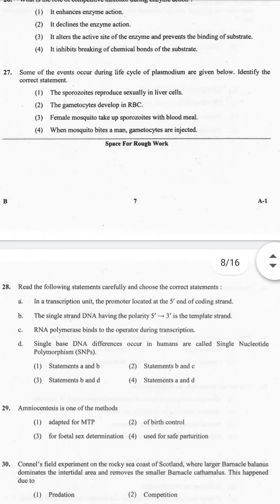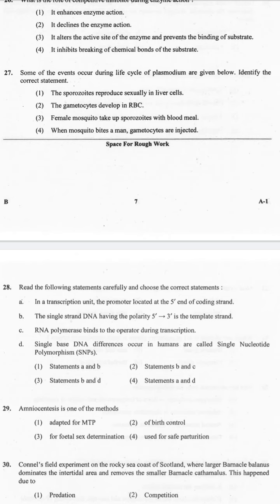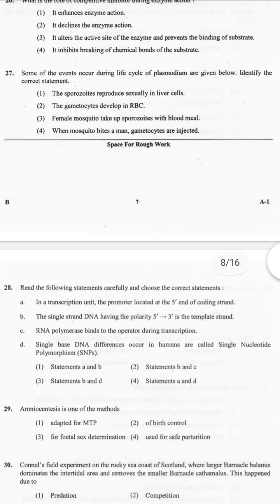Let's see the explanation for this. Plasmodium infection in humans begins with an infected Anopheles mosquito. The mosquito takes a blood meal and injects infected sporozoites into the peripheral circulation. Within minutes, these sporozoites invade hepatocytes in the liver and over approximately 1 week. Understood? So let's go to the next question.